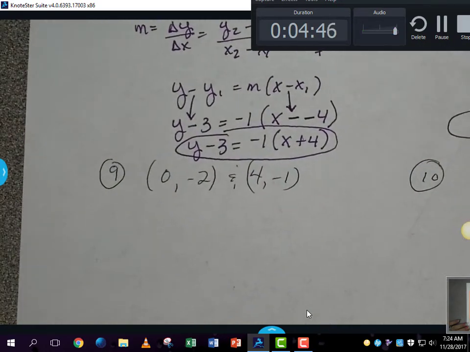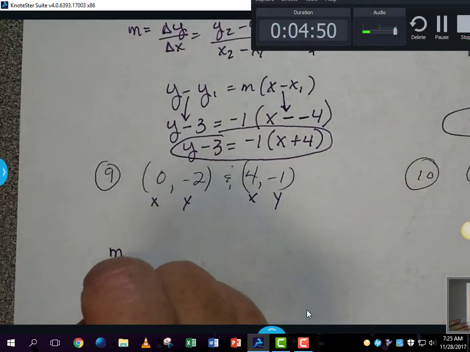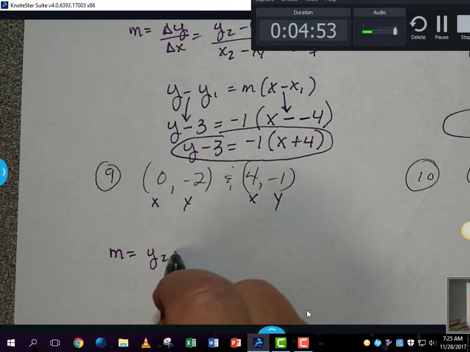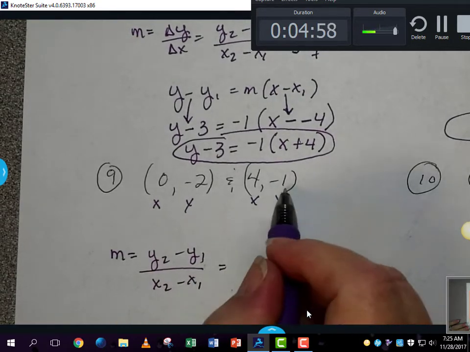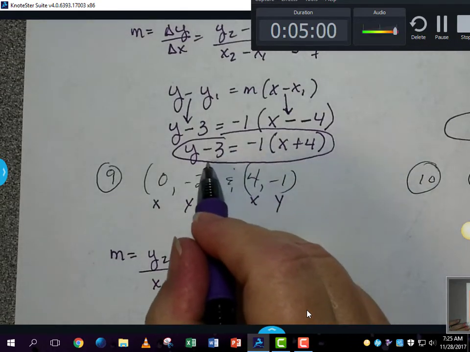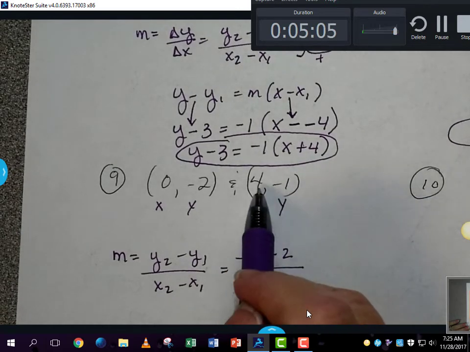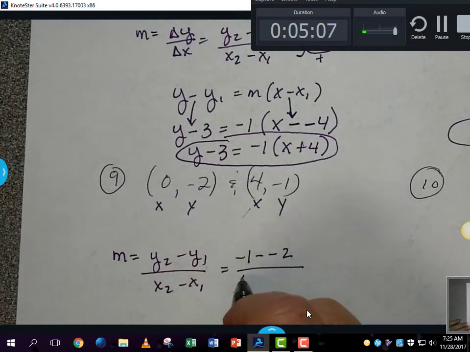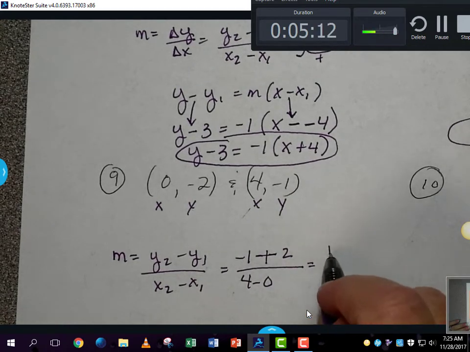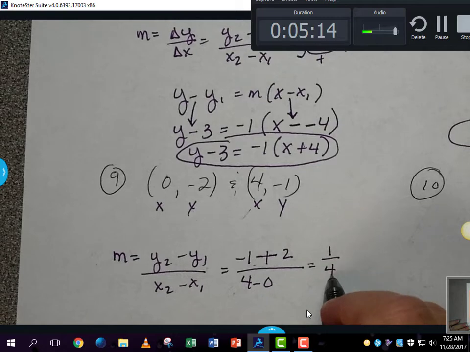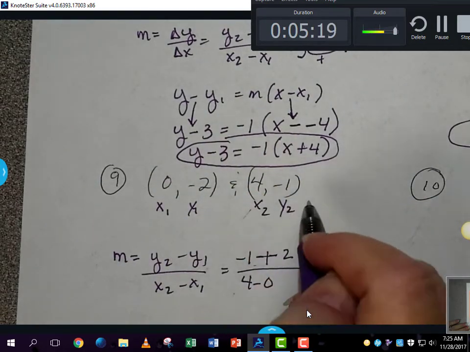Okay, next one. I've got xy, I have xy. I need to figure out the slope, which is y sub 2 minus y sub 1 divided by x sub 2 minus x sub 1. So that's going to be negative 1 minus negative 2 divided by 4 minus 0. When I subtract a negative, it's really adding, so this is going to be positive 1 over 4. And then, oops, these were my 1s, these were my 2s.